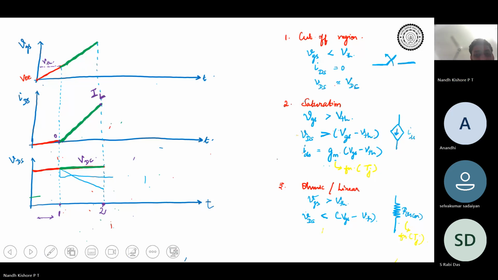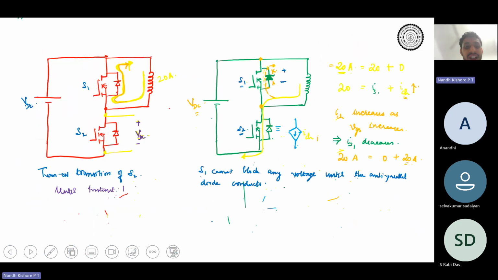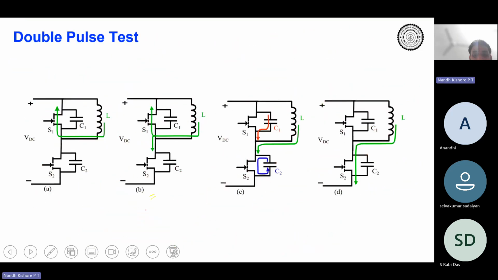Okay, fine. Now after this happens, what has happened? Your entire current has transferred to the other device. There is no current flowing through the diode now. Initially the voltage was VDC. Slowly the voltage across this device will decrease and the voltage across S1 would increase. So that is what was shown in this figure.